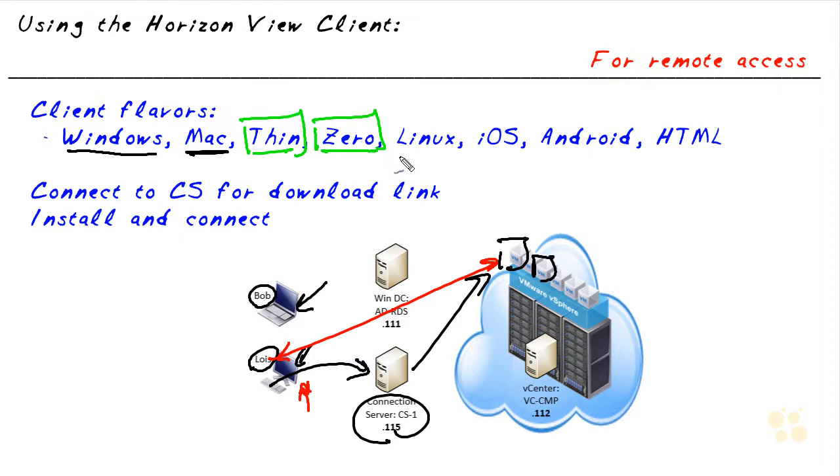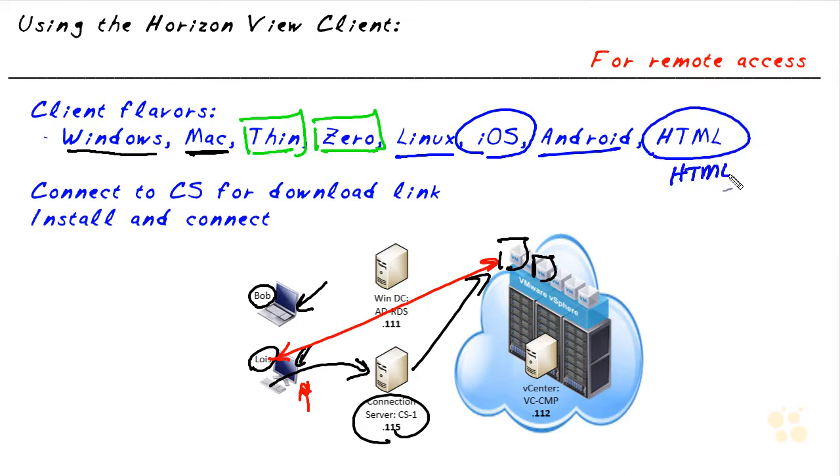And there's also clients for Linux, Apple's iOS, Android, as well as HTML access. And regarding HTML, specifically it uses HTML5. So if you're at a device that speaks HTML5, that is yet an additional client option that we could use to connect to a virtual machine with Horizon View.